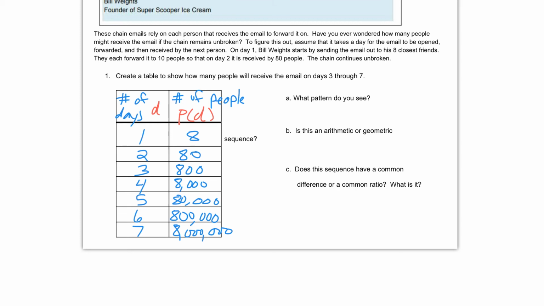So let's look at these follow-up questions. In letter A, it says, what pattern do you see? And we talked about that each time we're moving from one to the next, we are multiplying by 10.